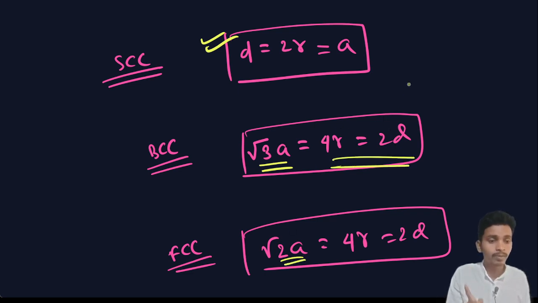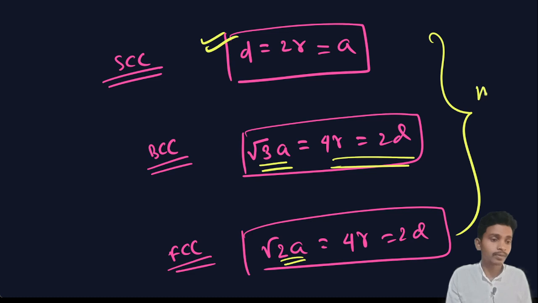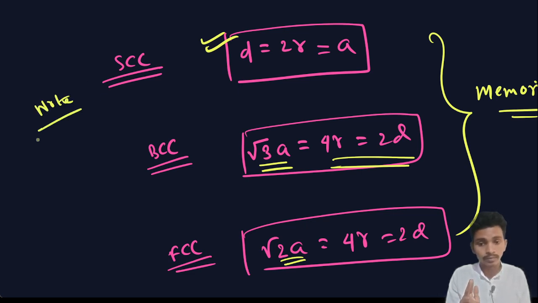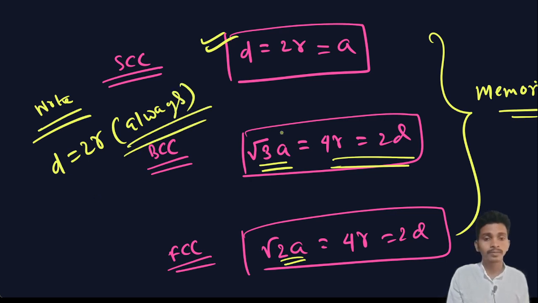We can easily remember this: D is always 2R, and here we are talking about 2D, so this is going to be 4R. So 4R equals 2D for both. This we have to memorize. And for SCC, D equals 2R equals A. You should know that D is always 2R. Here D is equal to A, but for these other cases, it is as above.